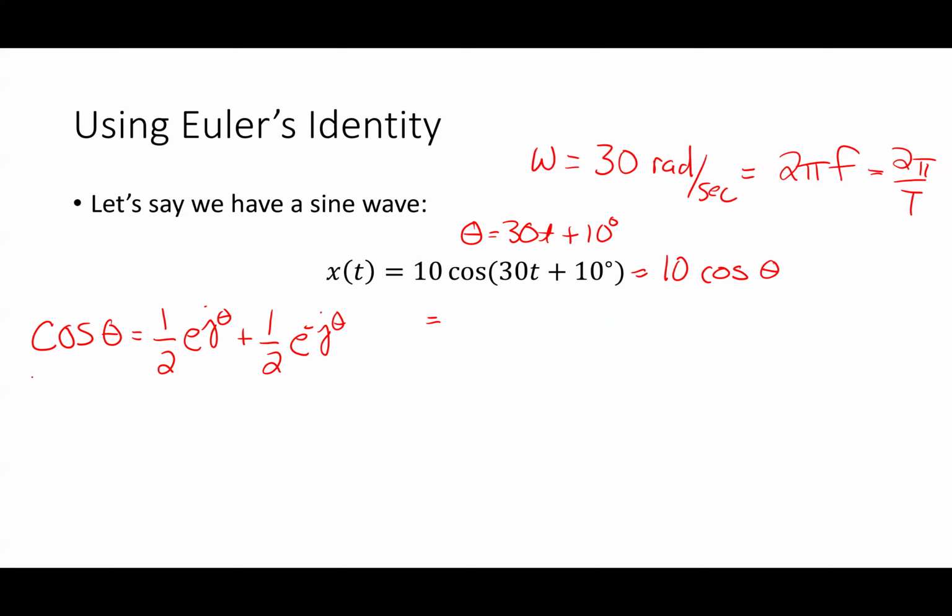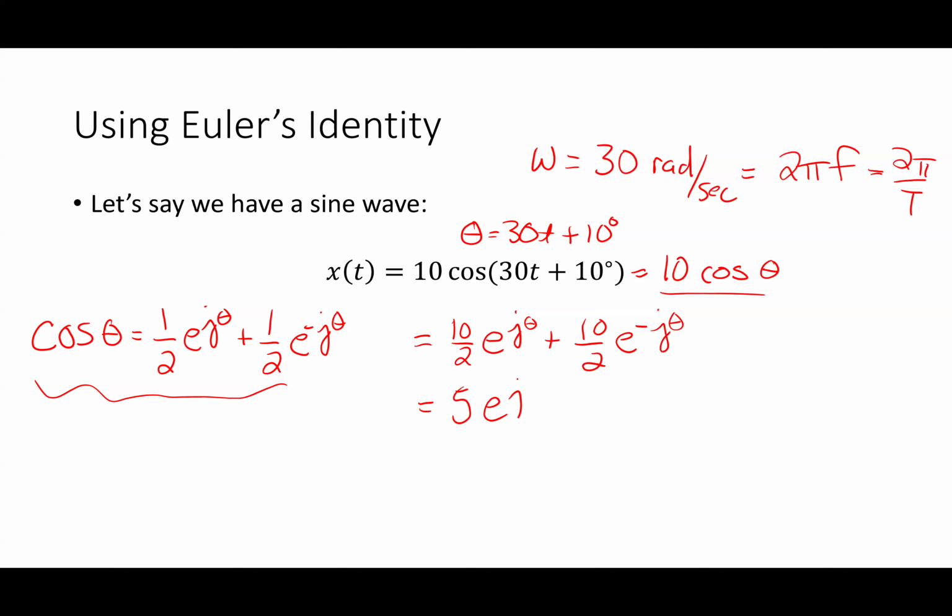How do I use this result to expand out 10 cosine theta? I want to expand it out in terms of exponentials. Well, 10 divided by 2 gives me 5, and then e to the j theta plus 10 divided by 2 e to the minus j theta. Or we can say 5 e to the j theta plus 5 e to the minus j theta.